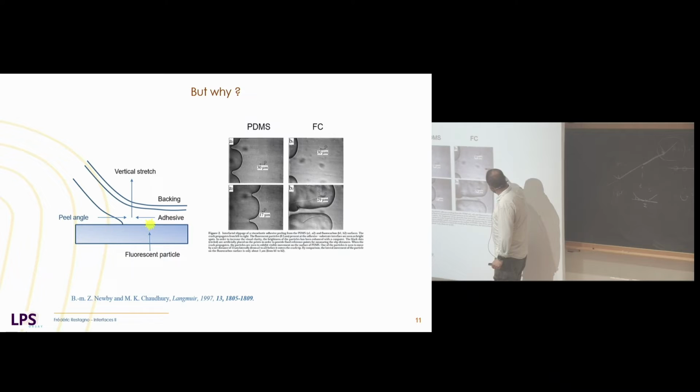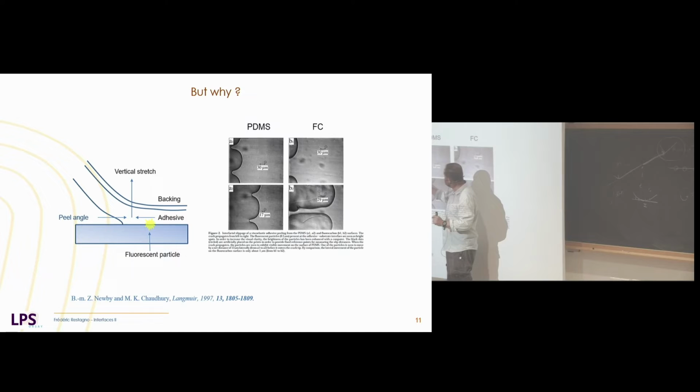What you see here is that with the fluorinated surface, here you have 30 microns, here you have 29 microns, the interface didn't move at all. Whereas with PDMS, there was some slip of the adhesive close to the surface. There was a movement of the interface relative to the scotch tape close to the surface. So, no slip for fluorinated carbon and slip for PDMS. Then, two questions. Why is there a relation between the slip and the adhesion? And why is there a difference in slip between PDMS and fluorinated carbon?